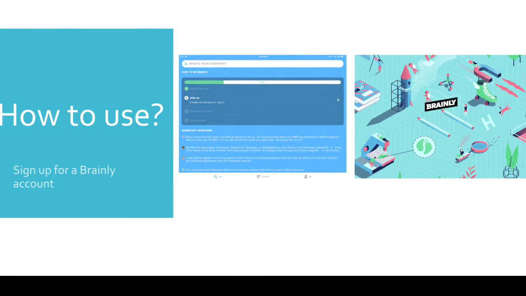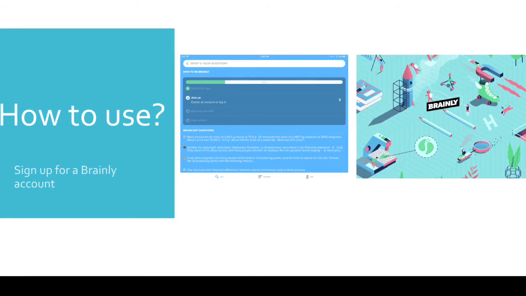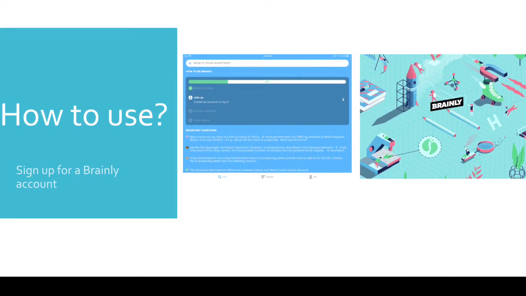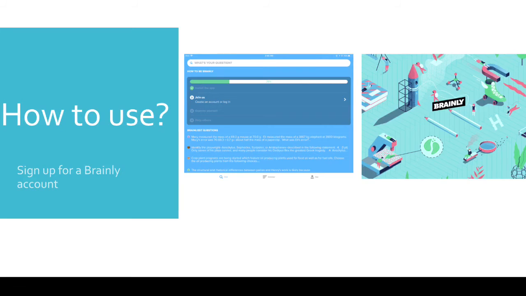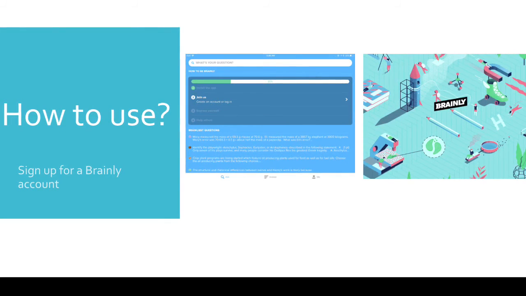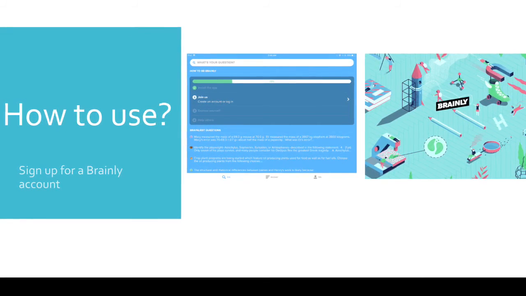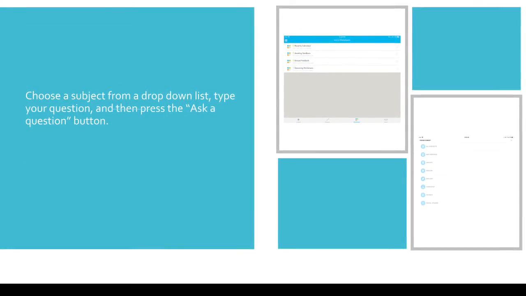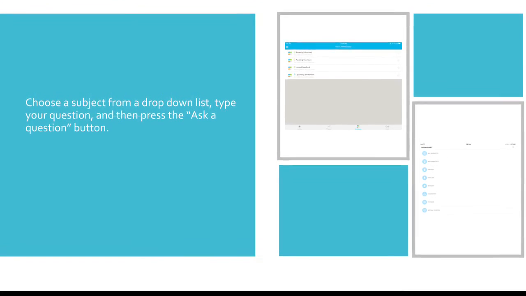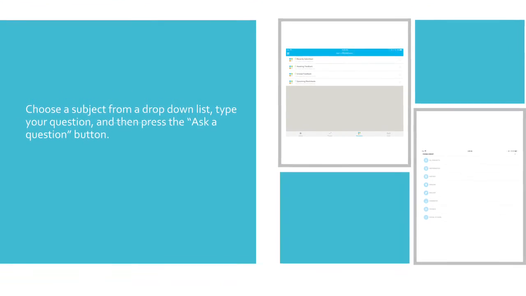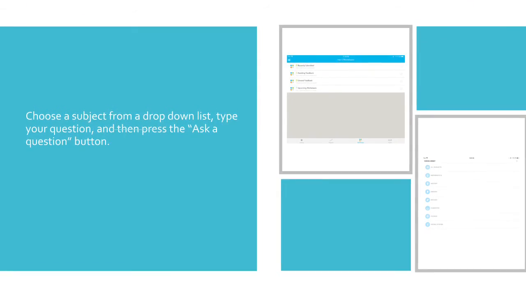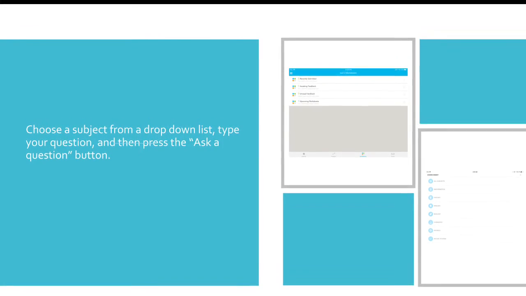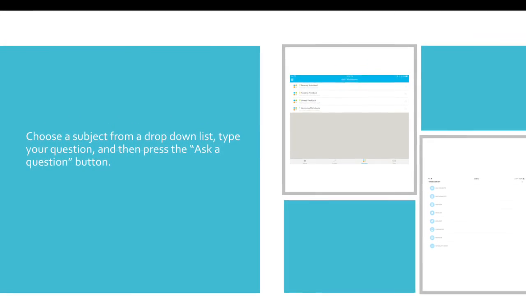In order to ask a question, your first need is to sign up for a Braille account by manually entering your information, or you can use your Facebook credentials for a faster sign-up process. Then, after signing up and deciding which question to ask, you simply need to choose the subject from a drop-down list, type your question, and then press the Ask a Question button.